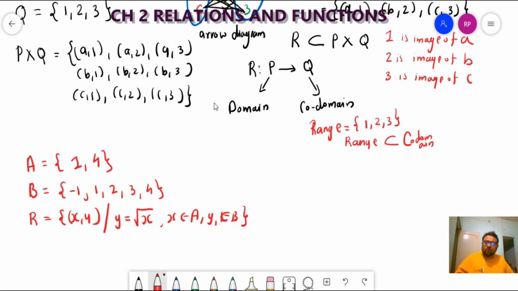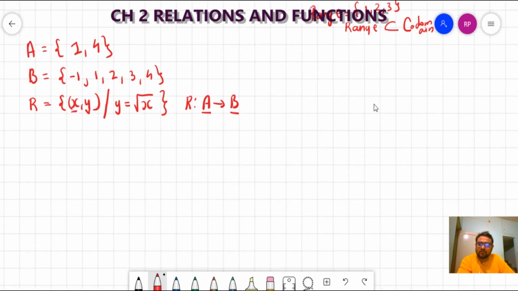If I don't want to write down x belongs to A, y belongs to B, then the other way is to say the relation is from A to B. That means the element x belongs to the domain, that is A. Here A is the domain. The element y belongs to the codomain, that is B. Clear?